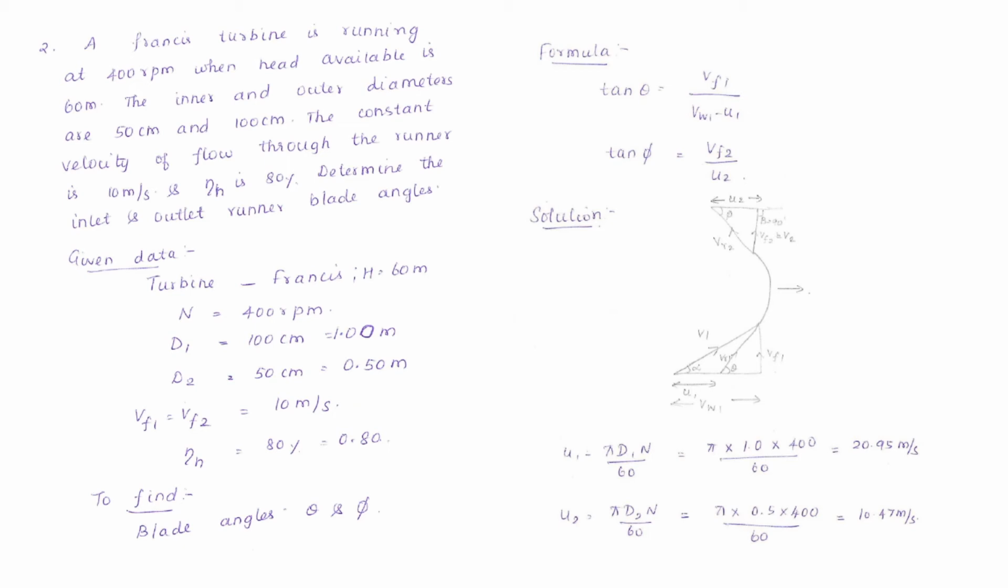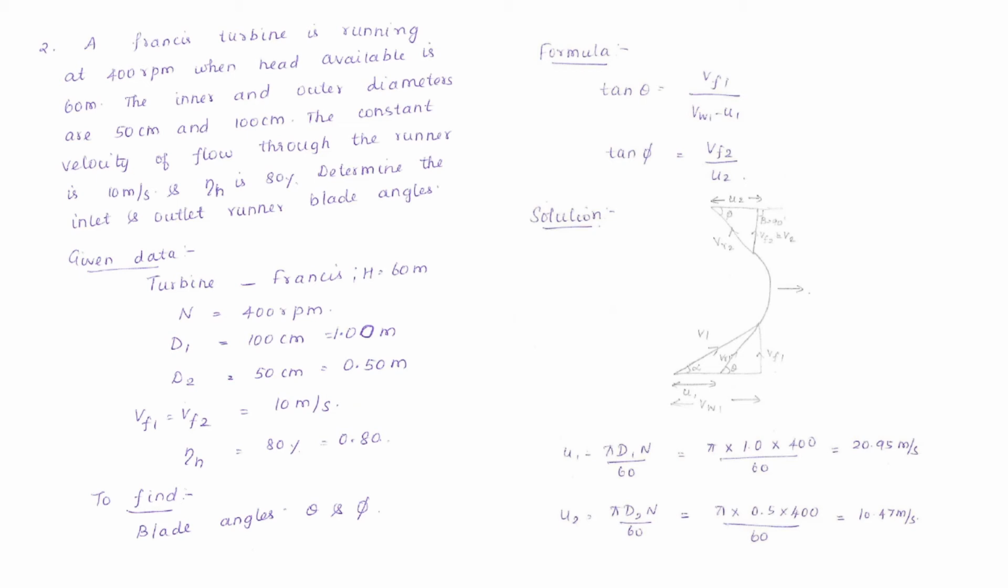Okay, first we have to write the given data. What is the turbine? The turbine is a Francis turbine. Francis turbine means radial at the outlet, that is beta is equal to 90 degree. You have to keep this in your mind. And 400 rpm is nothing but capital N. Head h is equal to 60 meter. Inner and outer diameters are given. It is in centimeter. You have to convert into meter.